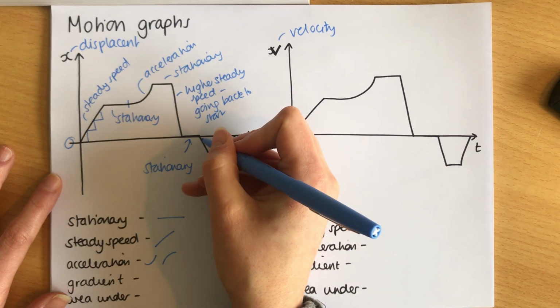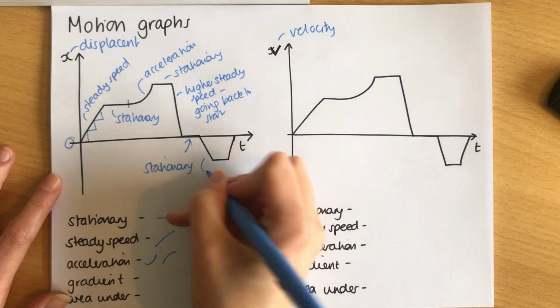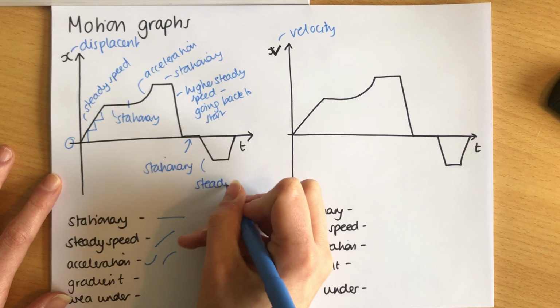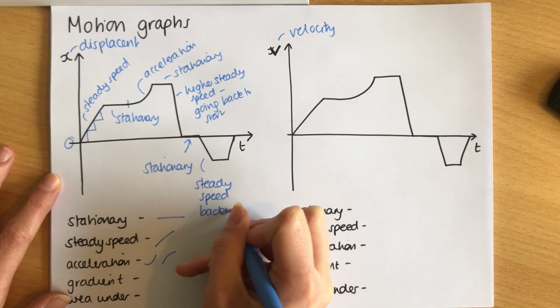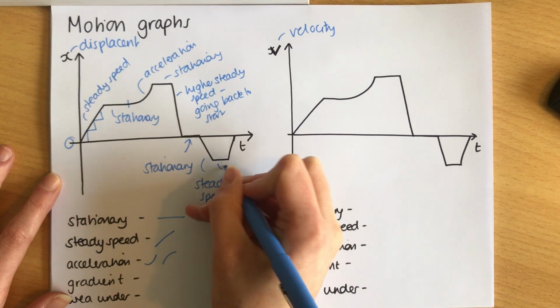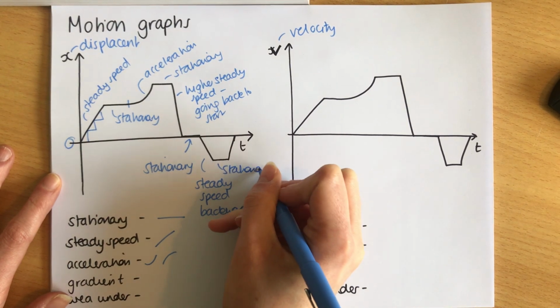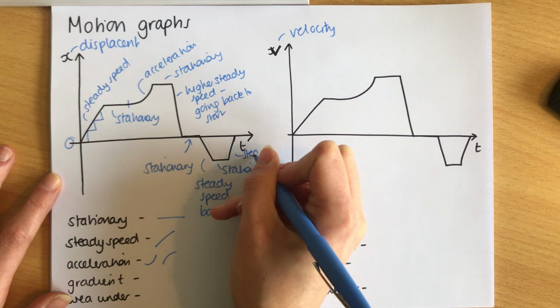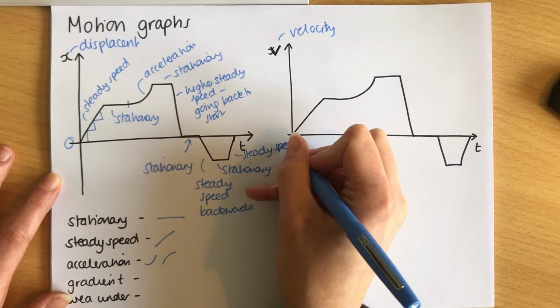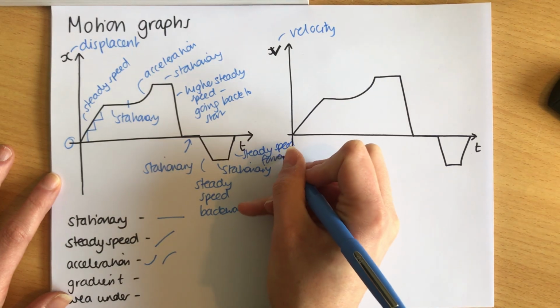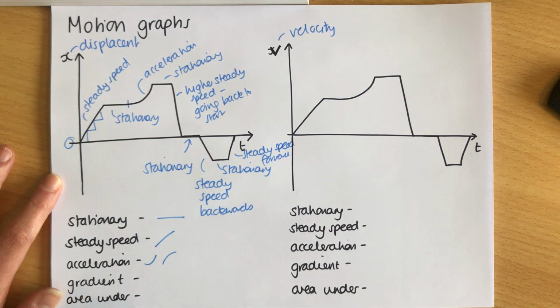And then here we're going behind the start point. So we've got a steady speed, but backwards. We've got a stationary point and then a steady speed going back to the start point, so forwards. And it's about the same speed, because we can see here the gradient's the same, which brings me on to this.